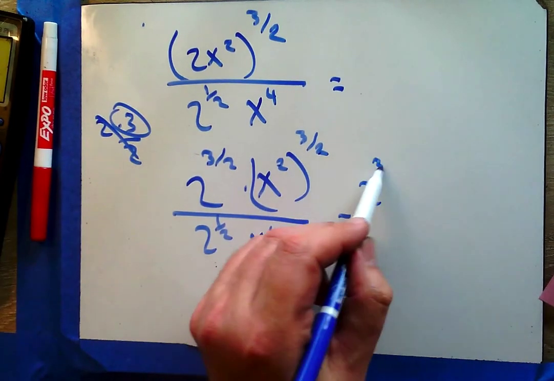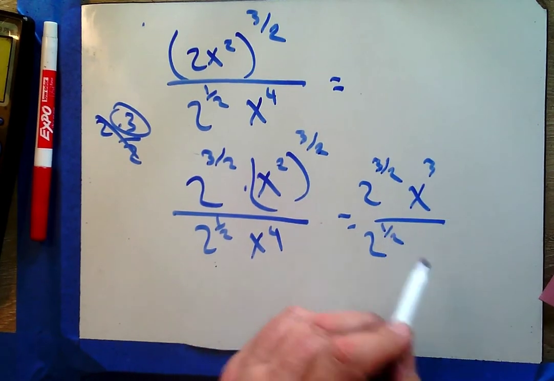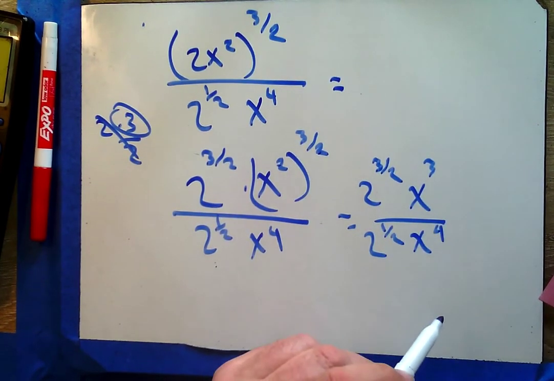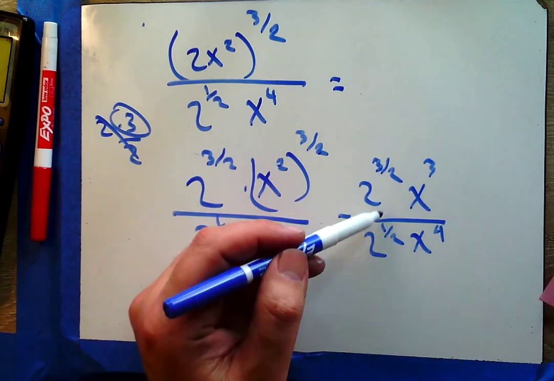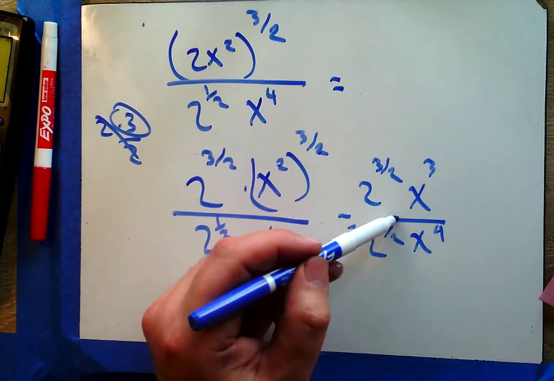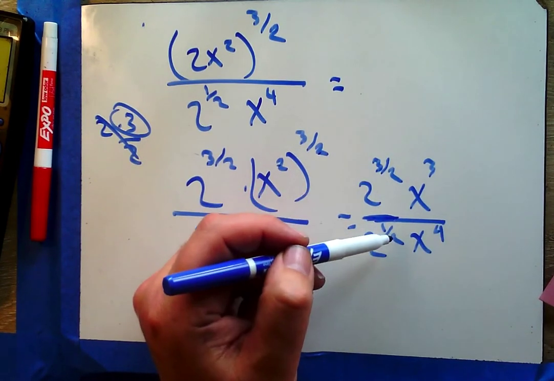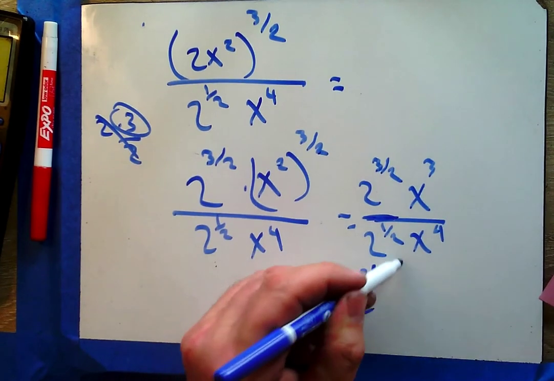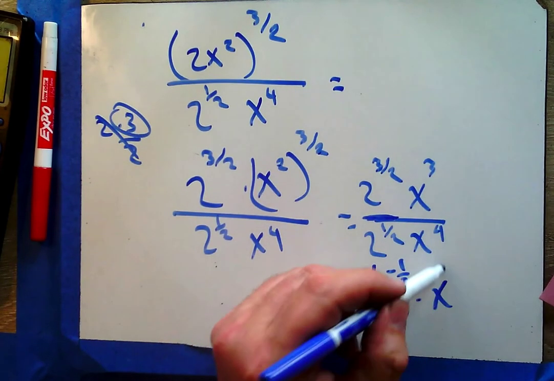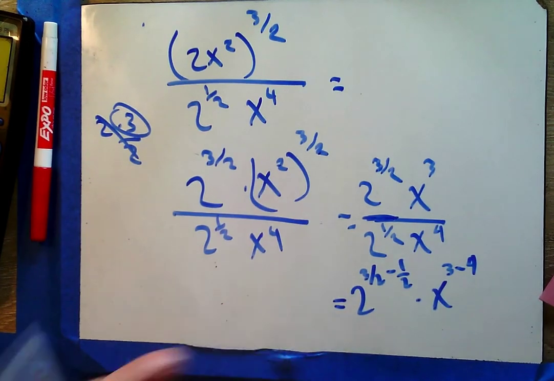So I have 2 to the 3 halves x to the third over 2 to the 1 half x to the 4th. So I really find that when I'm in this position, it really helps for me to remember that when I'm dividing and the bases are the same, I subtract the exponents. So I could rewrite this as 2 to the 3 halves minus 1 half times x to the third minus 4. So what am I going to end up with?